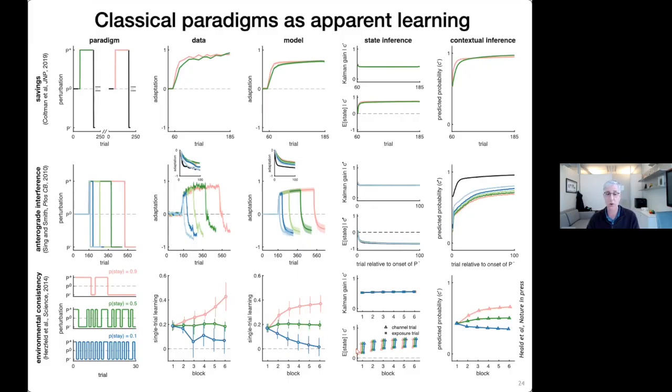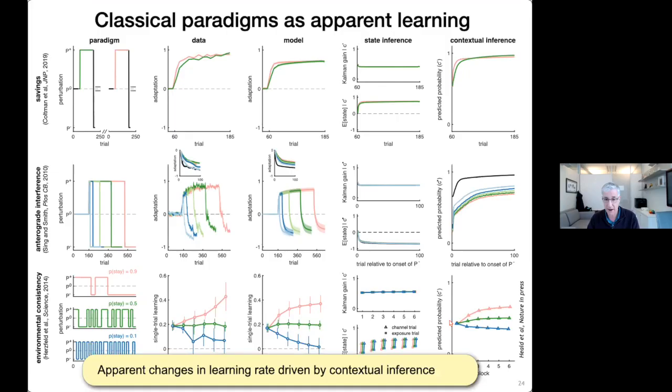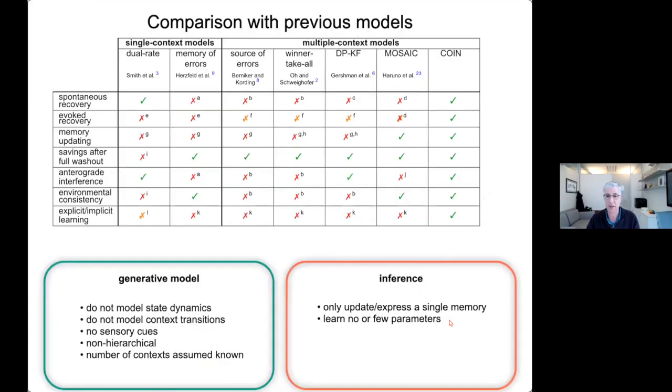It's all to do with the fact that you learn the same amount for a single trial, but if you're in a volatile environment, you're not going to express it on the next trial because you don't think that context is going to hang around. Whereas if you're in a stable environment, you're going to express it more. So it's all driven by your predicted probability that that context will be maintained to the next trial. So apparent changes in learning rate are driven by contextual inference.